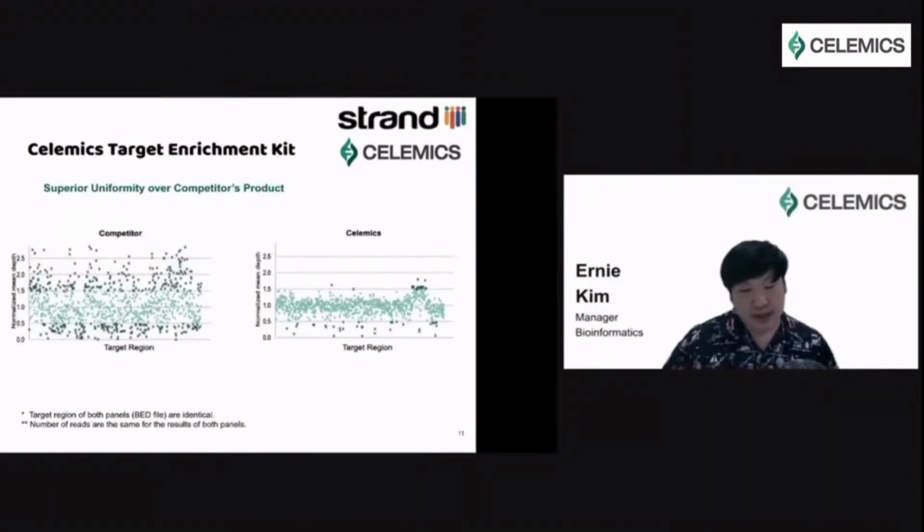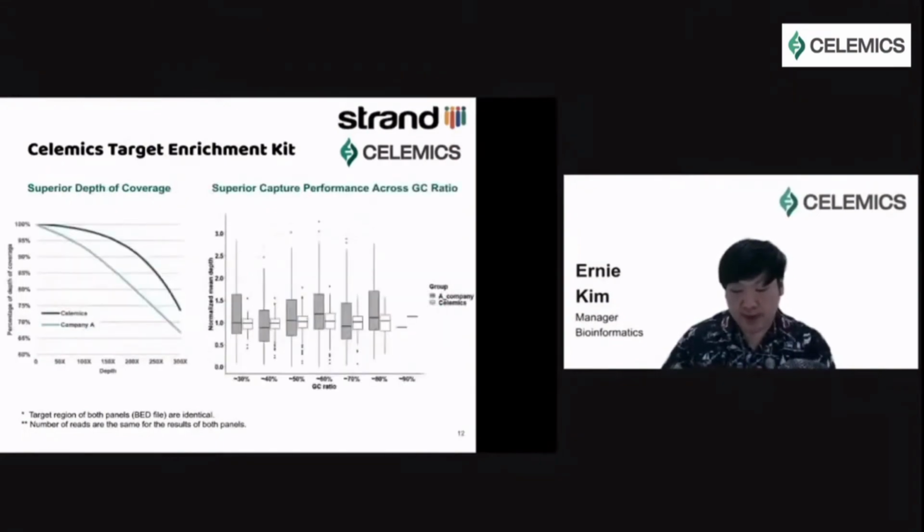Of course, these two panels were designed to capture identical regions and were sequenced using the same amount. On the next slide, we can see that Celemics' panel shows superior coverage across depths compared to our competitors. The graph on the right demonstrates how Celemics probes uniformly capture even regions with high or low GC ratios.